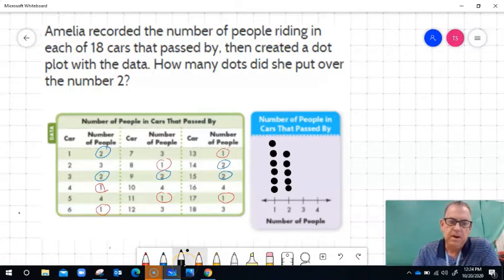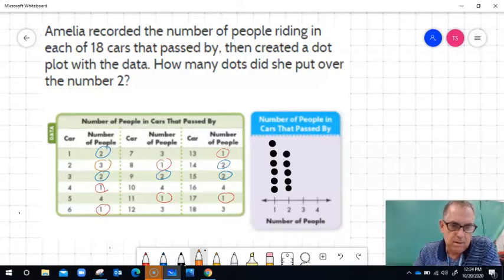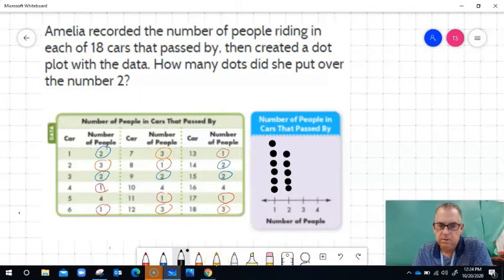Okay, now how many dots will we put over the number 3? Okay, let's check that. We'll circle those in orange. There's 1, there's 2, there's 3, and there's 4. So you should put 4 dots over the number 3. We'll go and do that. That's 1, 2, 3, and 4.